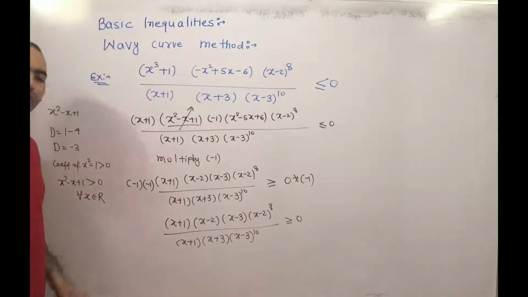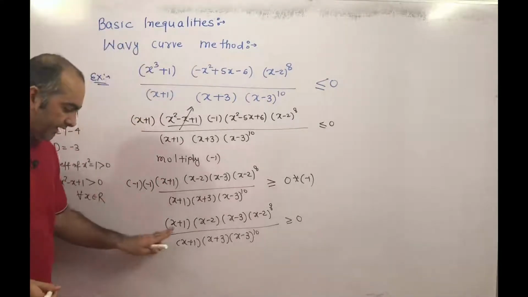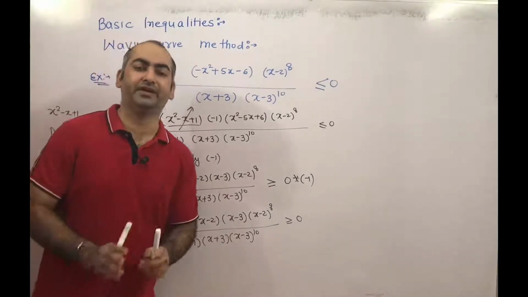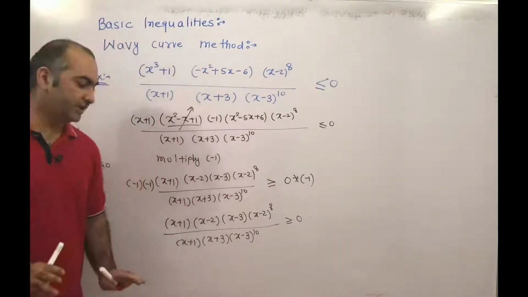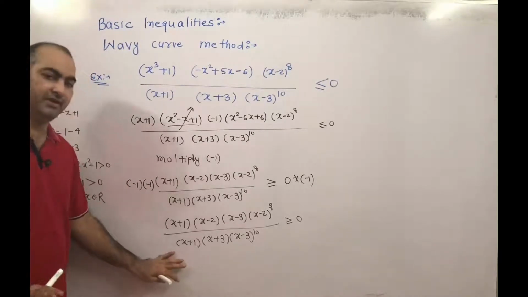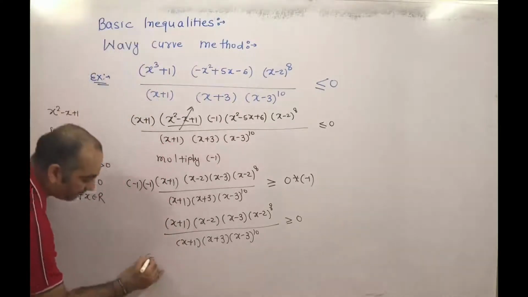Okay, after this we will first find out the critical points. See here, x + 1 here, x + 1 here, don't cancel this one. Without finding critical points, we will not cancel these two, and we will not simplify either. So first we will find out the critical points.